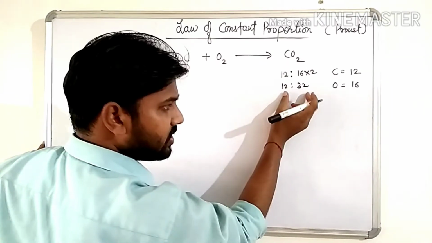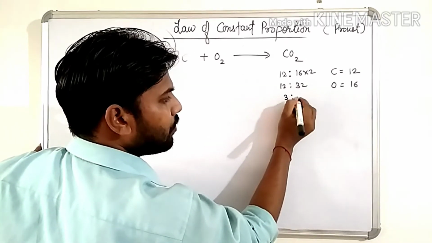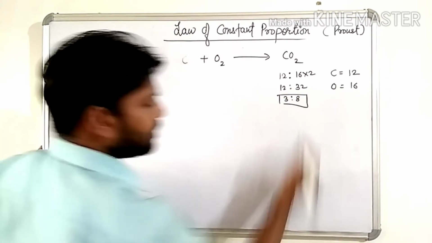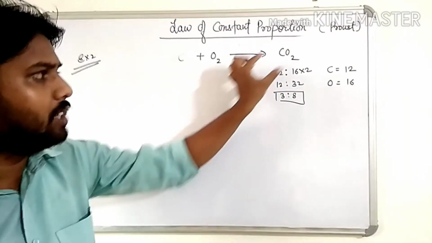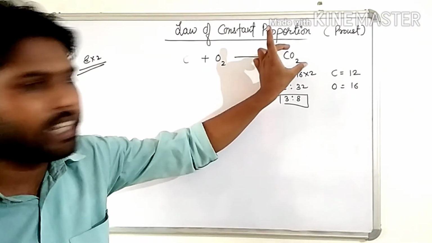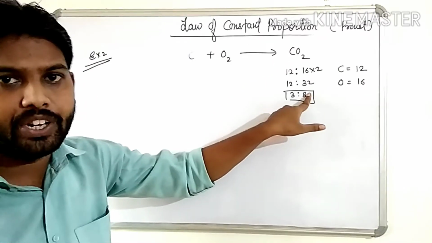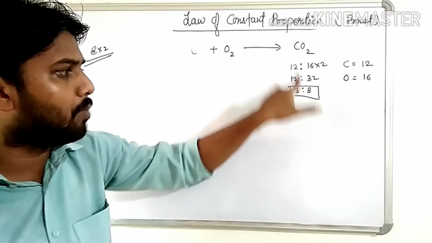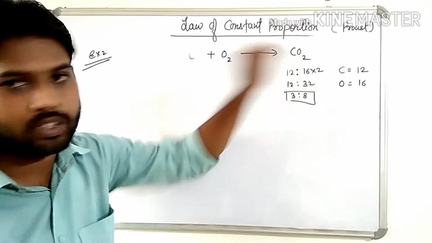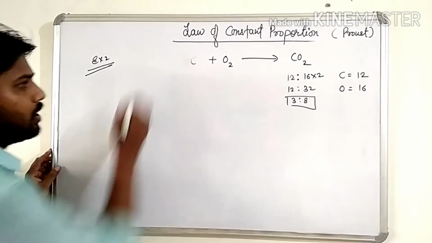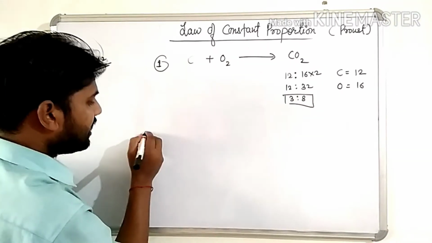12:32. Write in simplest form: 4 3s are 12, 4 8s are 32. Means when carbon burns in air, it gives the pure compound carbon dioxide, which is in the ratio 3:8. It is made up of 3 parts of carbon and 8 parts of oxygen. Now, this is the first method to obtain carbon dioxide.